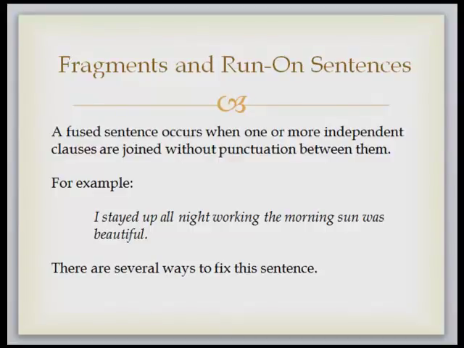So here's our example. I stayed up all night working, the morning sun was beautiful. Notice how we have two different ideas, two different sentences blended together. We have I stayed up all night working. That's great. And then we have the second part, the morning sun was beautiful. They're two different ideas. They may be linked together because when you stayed up all night working, you noticed at the end of that the morning sun was beautiful. But they're not actually the same idea. They could stand on their own. They could be independent sentences. So there are several ways to fix this, and let's talk about those.